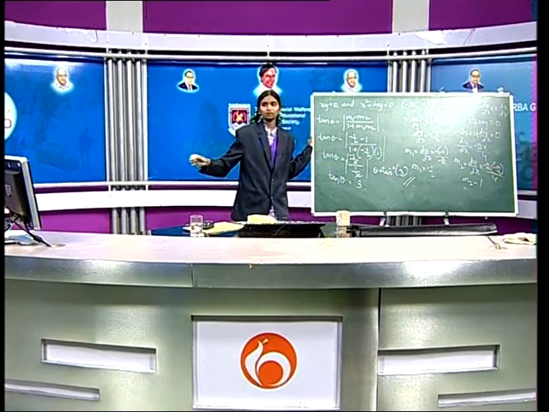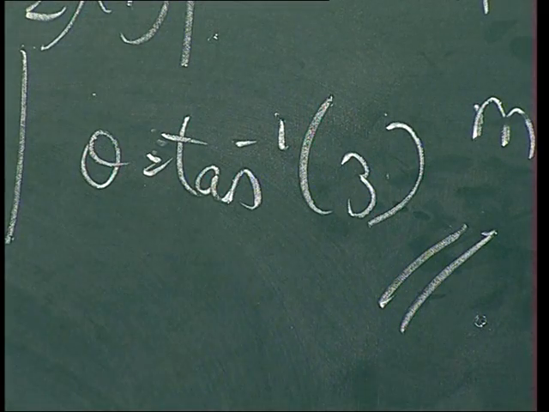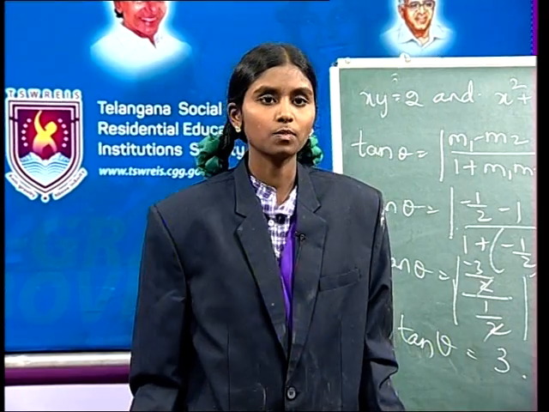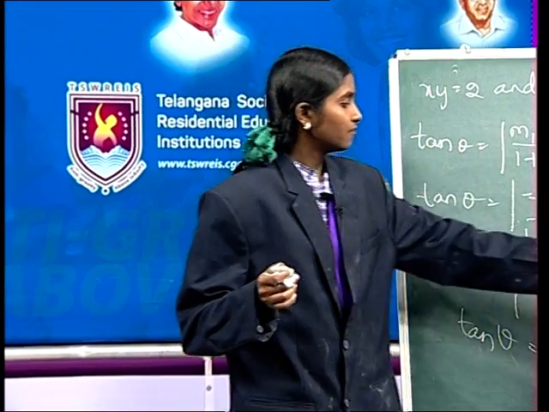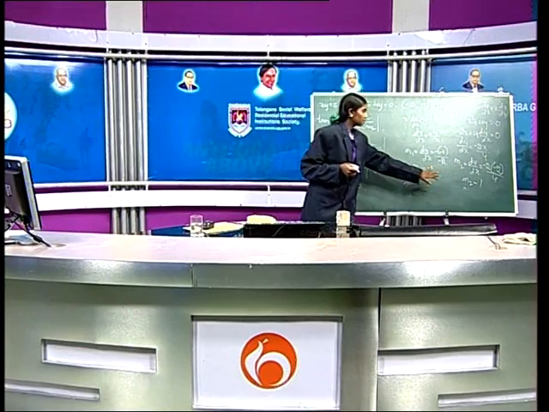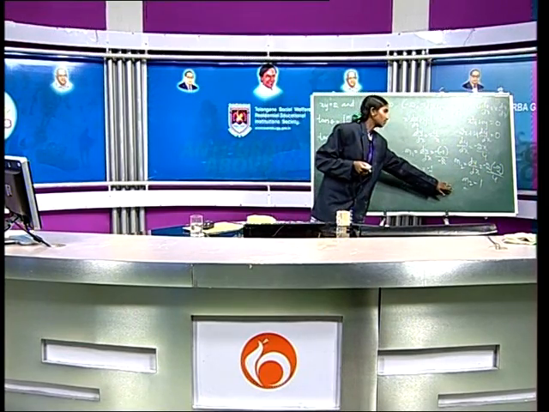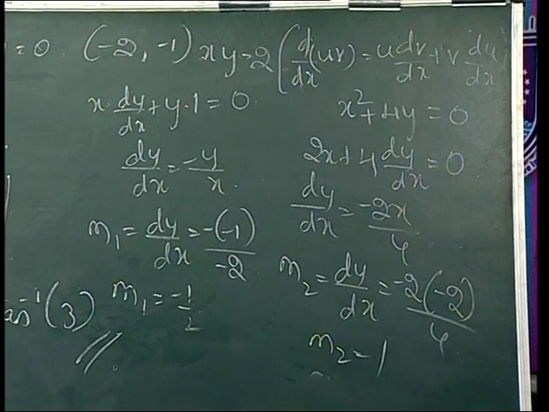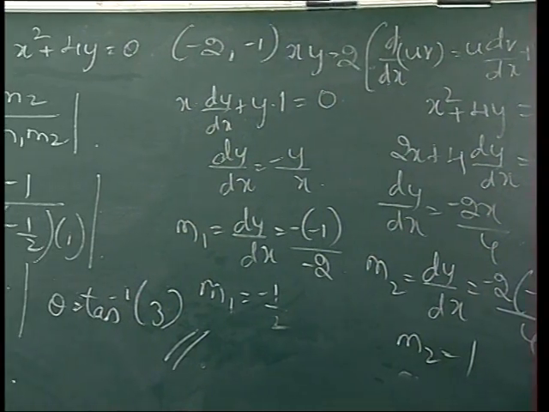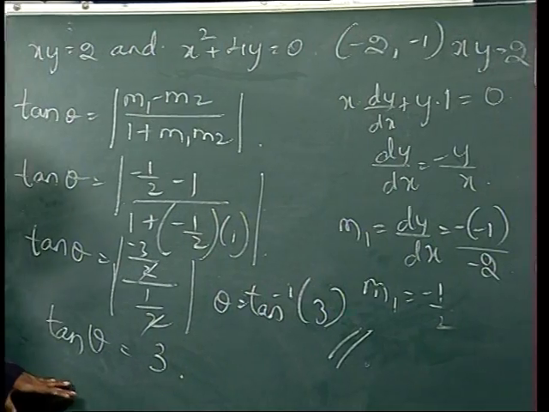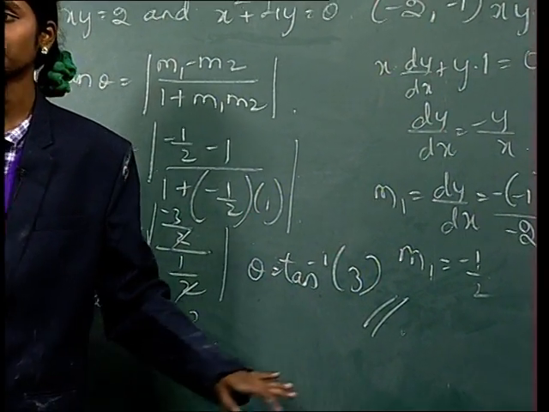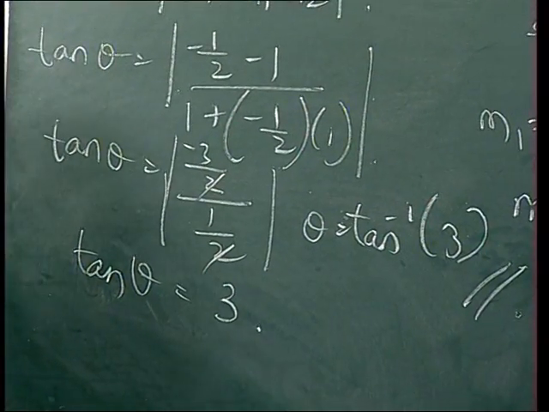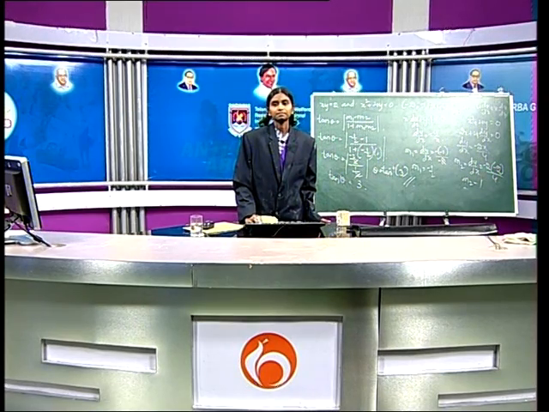So, friends, this is how we find the angle between two curves. Firstly, we have to find the intersecting points and also the slopes m1 and m2. After finding m1 and m2, we have to find the angle between these two curves. By that we have tan theta is equal to 3 and theta is equal to tan inverse 3. This is how we find the angle between these two curves, friends.